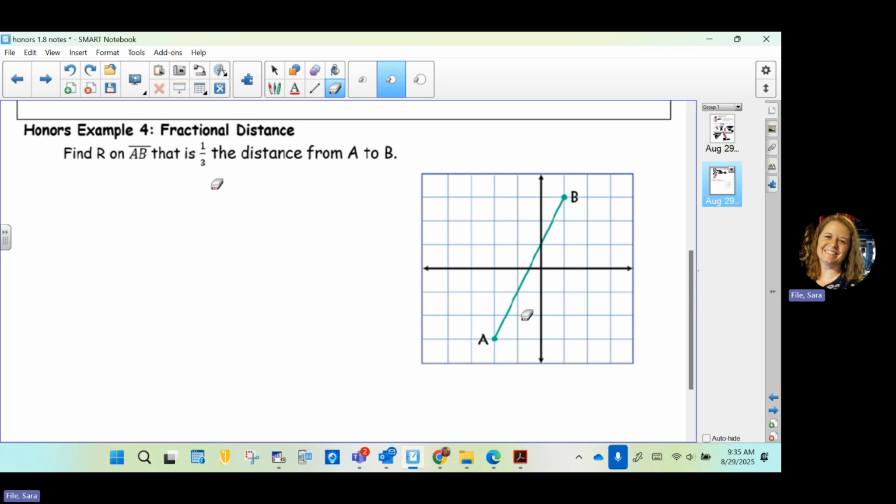Okay, so they want a third of the distance from A to B. So we're going to find the distance from A to B, and then we're going to divide by 3 to get 1/3. That's it. Pretty straightforward. Now, what makes it sometimes more complex is what if there's not a 1 in the numerator? What if they want 2/3 of the distance?